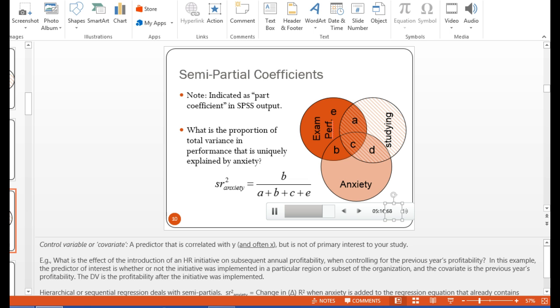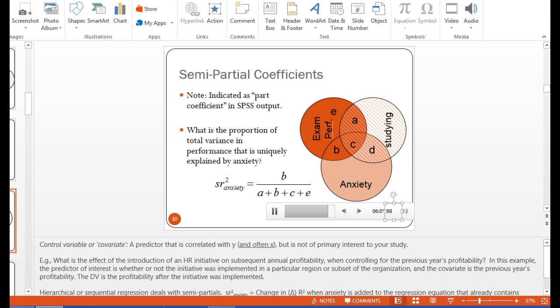And the formula gives us more of a mathematical picture. It's the same numerator as we had with a partial. So it's still the B portion in the Venn diagram. But then on the denominator, we have more elements than we had in the partial. So we have the total variance in the DV, which is denoted by A plus B plus C plus E. So it's the total variance in the DV on that denominator. So as you can see, mathematically, it's always going to be the case that semi-partials are smaller than the partials because we have more elements in the denominator in the semi-partial, and thus making the whole fraction smaller.